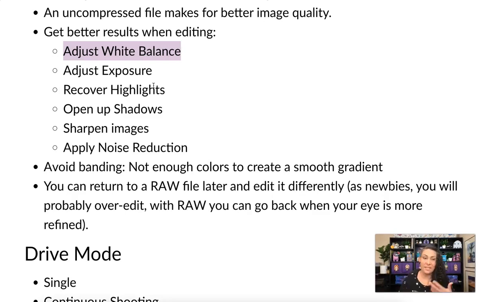You can still do all these things with a JPEG, but it's not going to look nearly as good if you put it side by side with a raw image. Sharpening images, you get better results. Noise reduction definitely gets better results. So noise reduction, if you have to shoot at a high ISO, let's say you're at an awesome concert, it's really dark, so you have no choice but to shoot with a high ISO, you can reduce the amount of noise in editing.